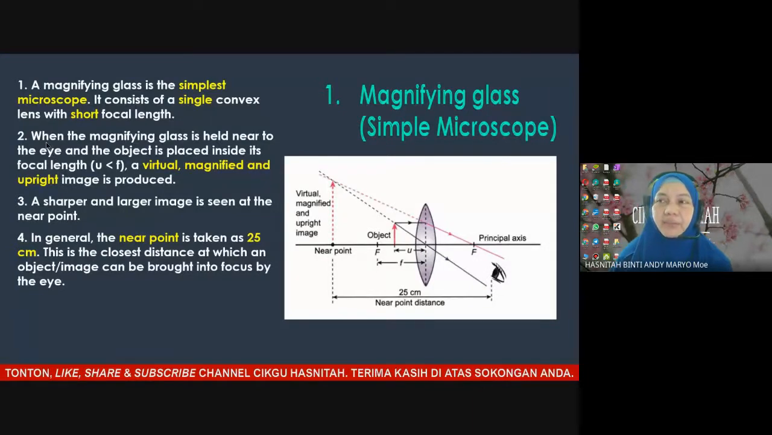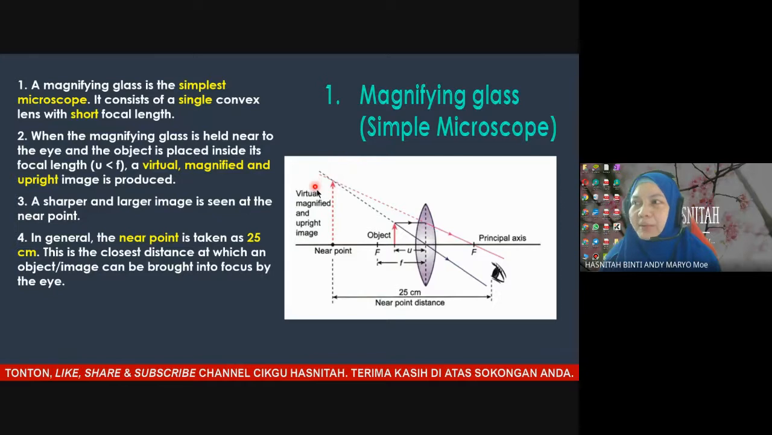Second point, if you read through: when the magnifying glass is held near to the eye and the object is placed inside its focal length, where U is less than F, it will form a virtual, magnified, and upright image, as you can see here. When you draw the ray diagram for this magnifying glass, remember the 3 rules to draw the ray diagram. This is where we place the object, very close to the lens, which is U less than F. This is the focal point, this is the focal length, this is the object distance.